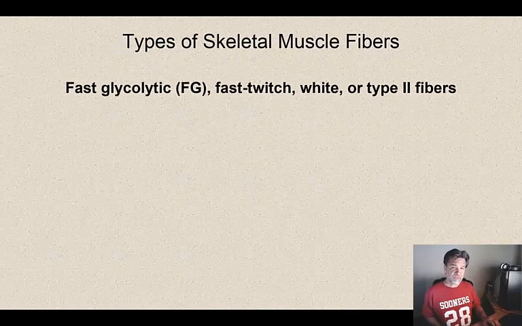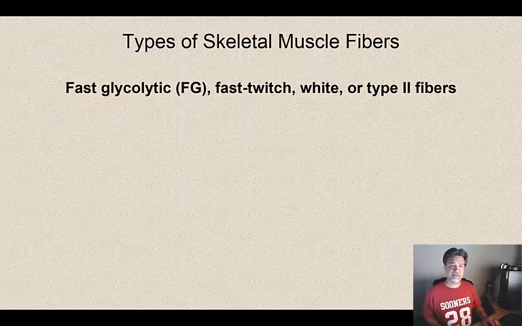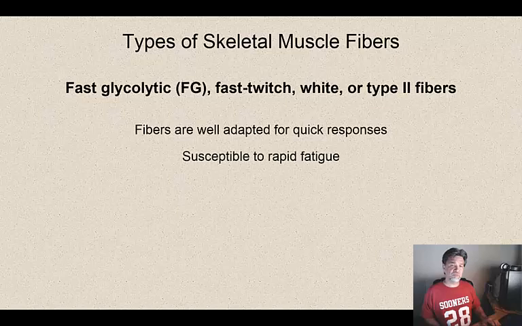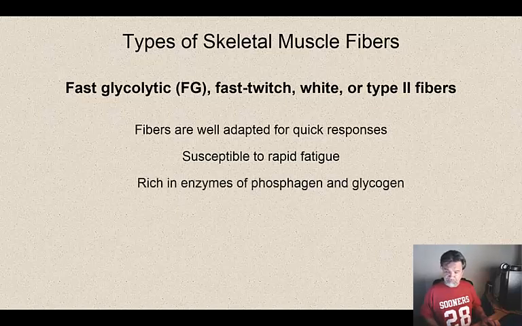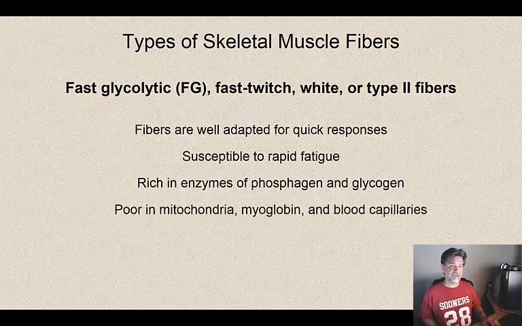The second type is the quickest type. We'll come back to the middle category so you can see how it relates to the other two, but the fast glycolytic fibers are the fastest type of fibers. They're adapted for quick responding. They are subject to very rapid fatigue. They have tons of enzymes that help them deal with the phosphagen system and with the breakdown of glycogen. They're very poor in energy production because they're quick to react and quick to fatigue. There's just not a lot of time for the mitochondria to generate lots of ATP.